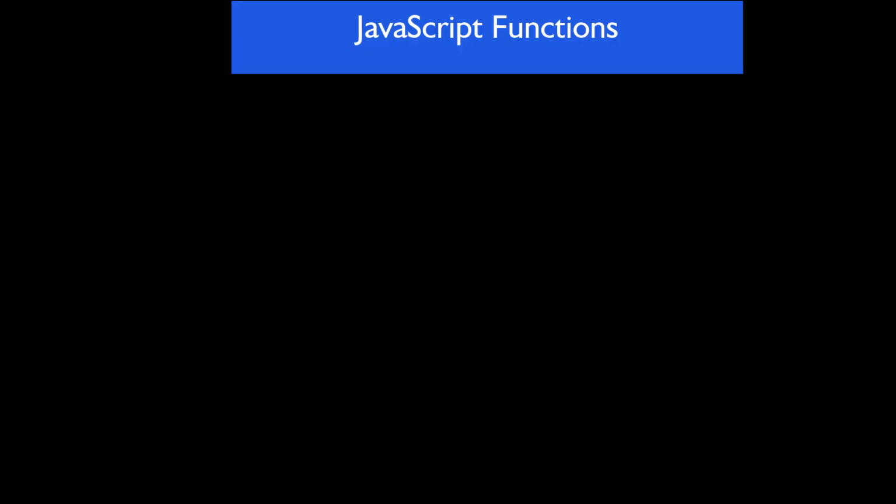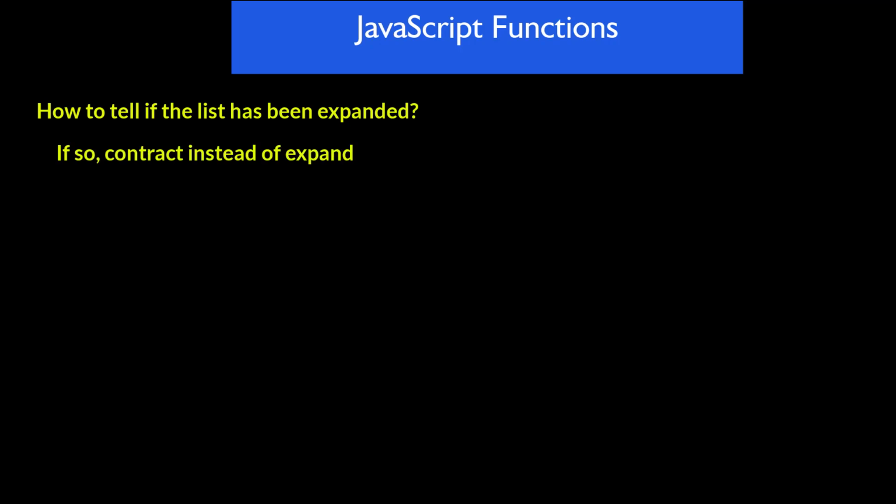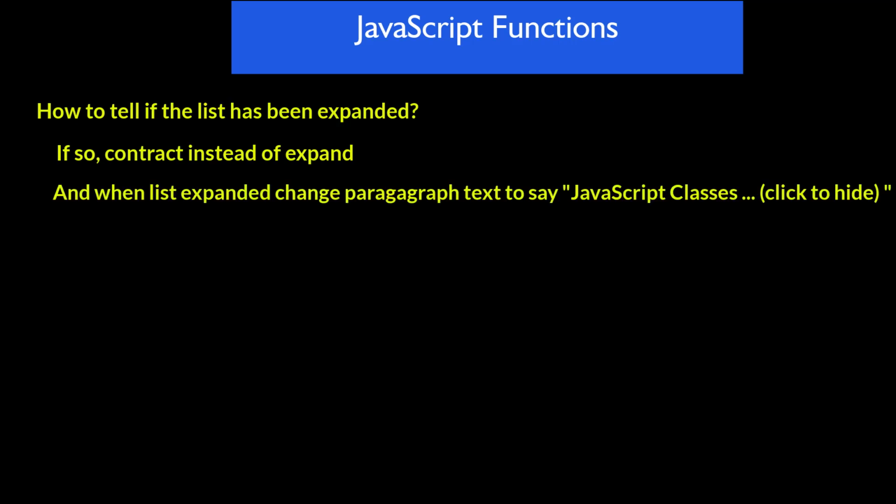So, we need a way to tell that the list has already been expanded. And if it has, then we should contract it instead of expanding it. And while we're at it, when the list is expanded, let's change the paragraph text to say, JavaScript classes, click to hide. And then we need to find a way to close up the list.